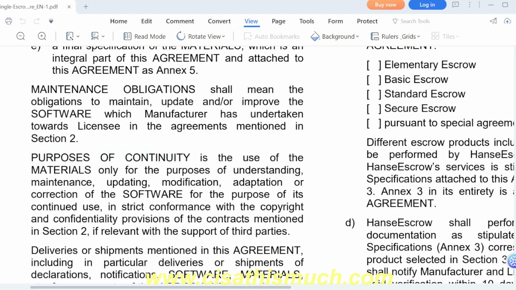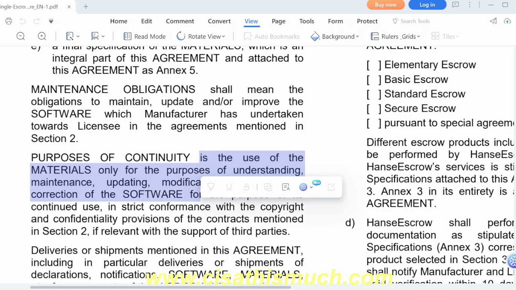Purpose of continuity is the use of the materials only for the purpose of understanding, maintenance, updating, modification of the software. Okay, only for the purpose of continuity. You cannot reuse or resell. You cannot resell or redistribute. Only for the business continuity I am giving you that. Okay, what else?